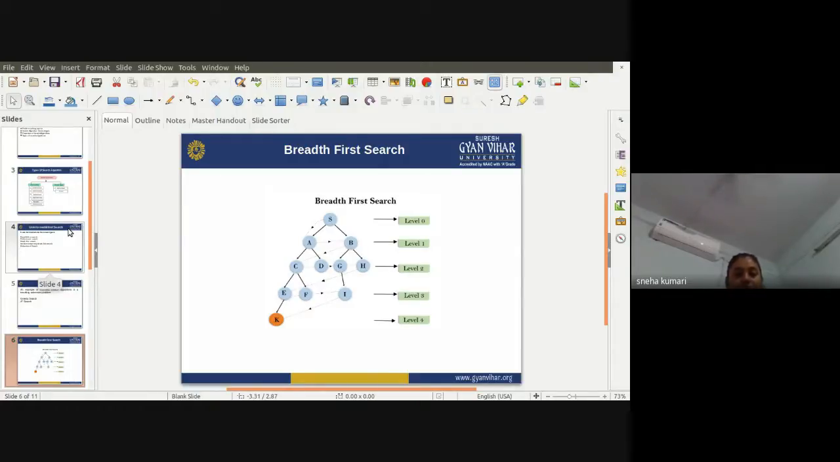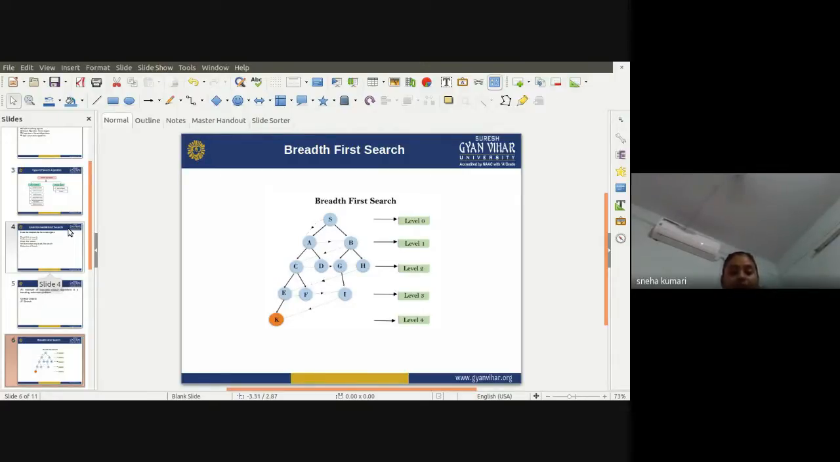So see, in this example we are given a tree structure. We have shown the traversal of the tree using the breadth first search algorithm from the root node S to the goal node K. S is the root node and K is the goal node, meaning K is what is searched by the user.